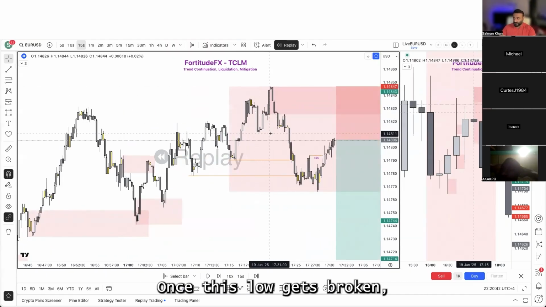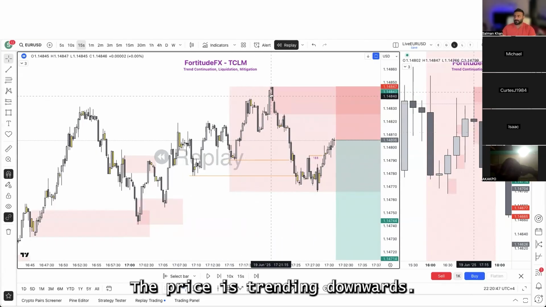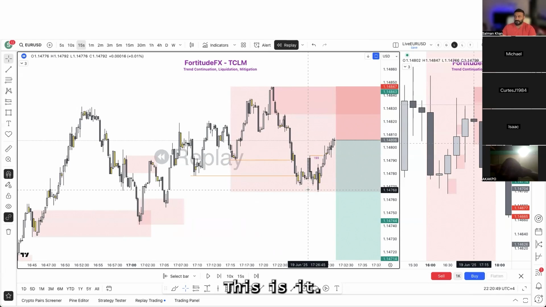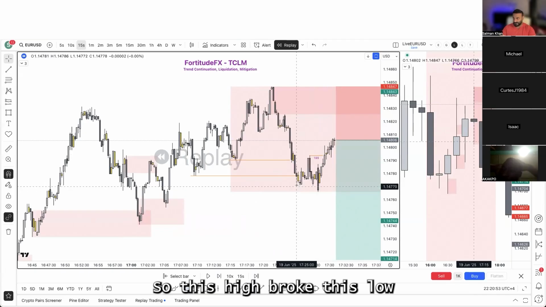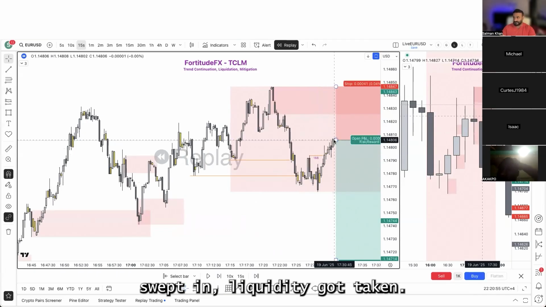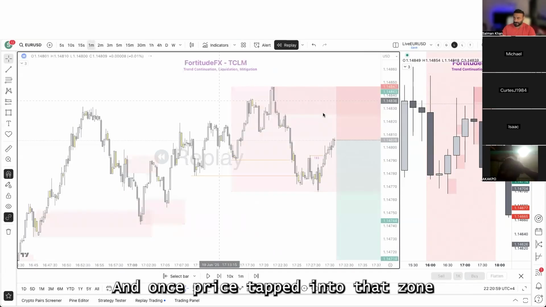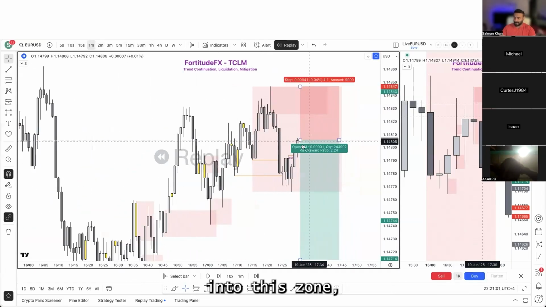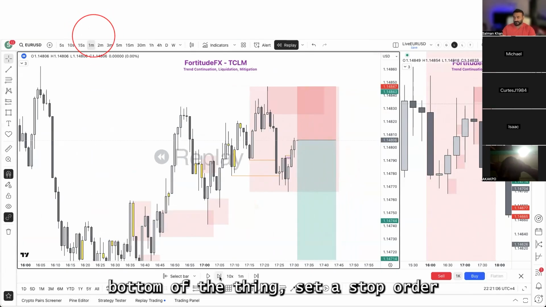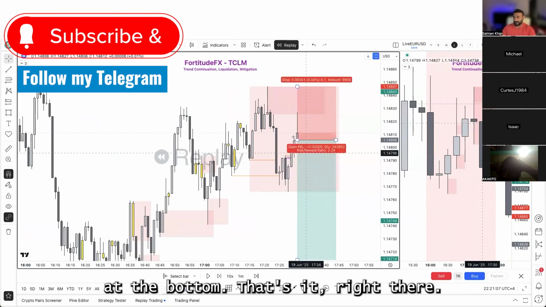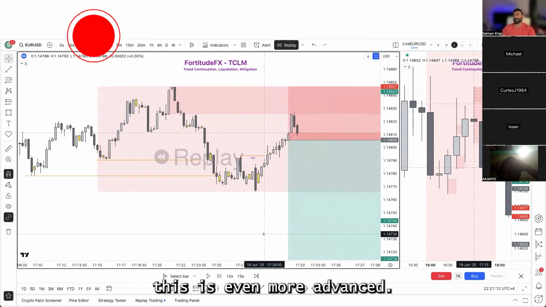Once this low gets broken, this low gets broken, this low gets broken, I'm thinking, hey guys, the price is trending downwards. This is it. I want to get involved. The liquidity was taken, right? So this high broke this low, and then it got immediately swept. Liquidity got taken. And once price tapped into that zone, I placed a sell stop order at the bottom. That's it right there.